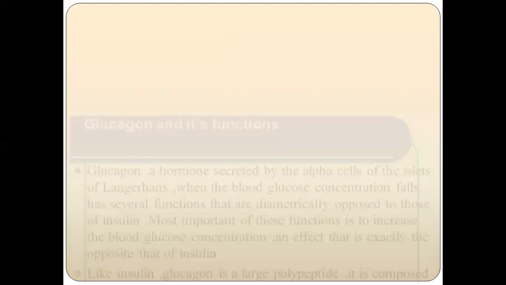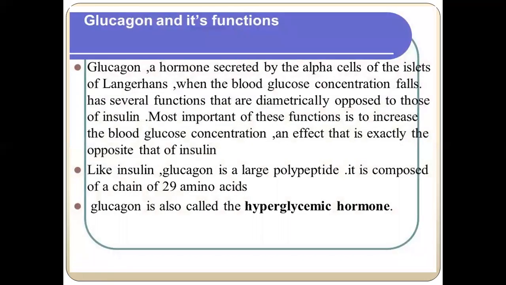Now, what is the function of glucagon? Glucagon is a hormone secreted by the alpha cells of the islets of Langerhans, and its important function is to increase the blood glucose concentration. Its effect is opposite to insulin. Like insulin, glucagon is a large polypeptide composed of 29 amino acids. Another name of glucagon is hyperglycemic hormone.